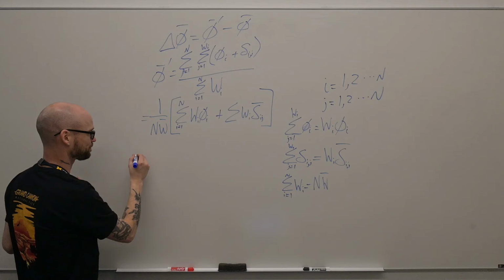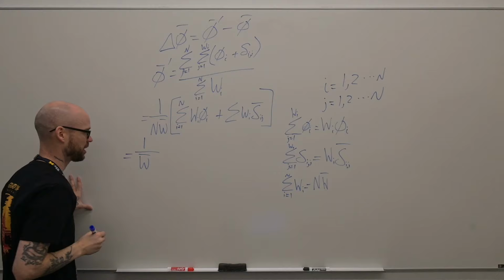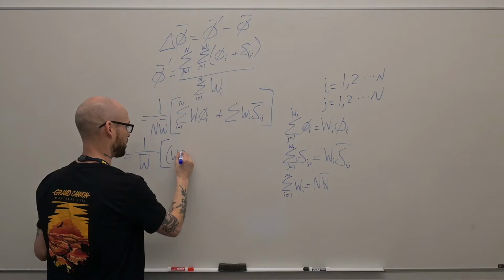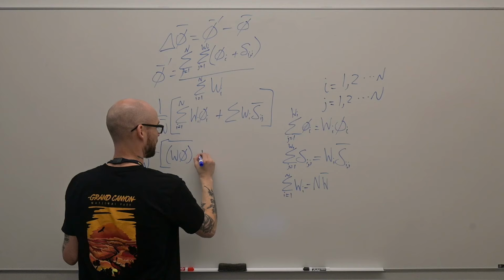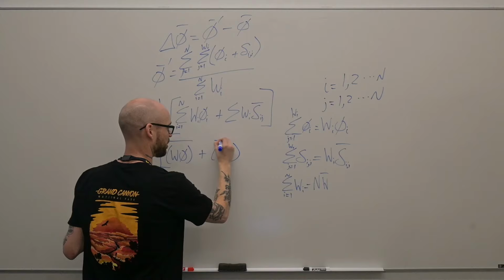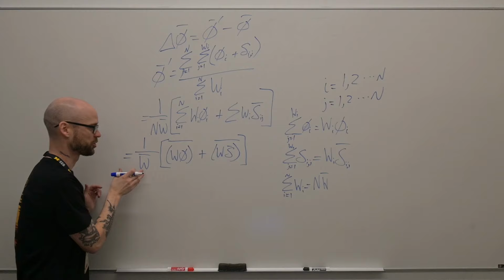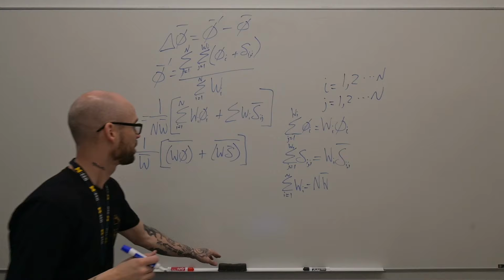So we're going to write this as equal to 1 on w bar. Now, the n is still going to be present, but it's going to be captured into these means. 1 on w bar over, now we have w phi mean plus w delta bar mean. Okay? So now we've simplified it to something even more simple, where you have these two means multiplied by 1 on mean population fitness. Okay, we're going to need a little bit more room to do the next thing.